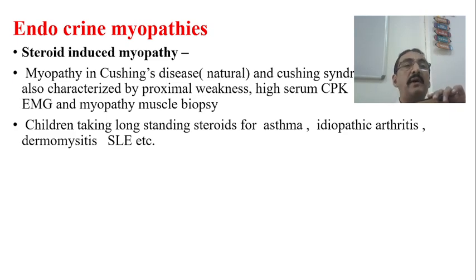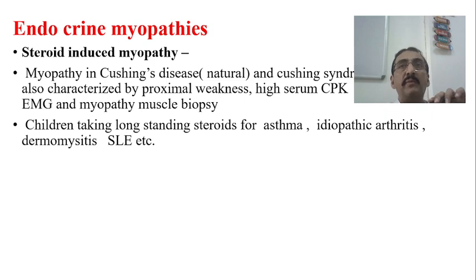Apart from that, we have some other myopathies, which are called endocrine myopathies, sometimes even the steroid-induced myopathy. For example, myopathy in Cushing syndrome, or rather Cushing disease, and also in Cushing syndrome, iatrogenic because of steroid intake, whereas Cushing's disease is where the adrenal hormones are naturally overproduced. Cushing disease is also characterized by proximal weakness, high serum CPK level, EMG positive reports, and myopathy in muscle biopsy.